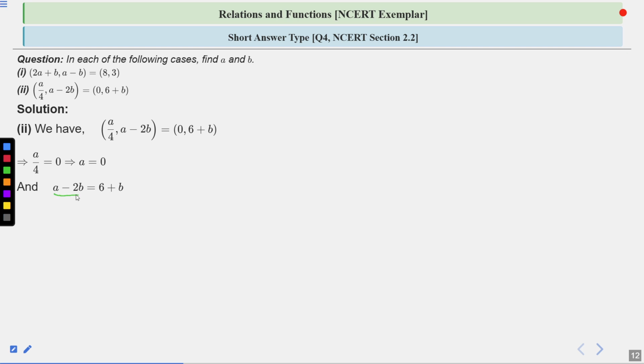And A minus 2B is equal to 6 plus B. As we have A equal to 0, we just substitute A here and we get 0 minus 2B is equal to 6 plus B. This gives me minus 3B is equal to 6, which gives me B is equal to minus 2. Therefore, A is 0 and B is minus 2 in this case. I hope the solution is clear.